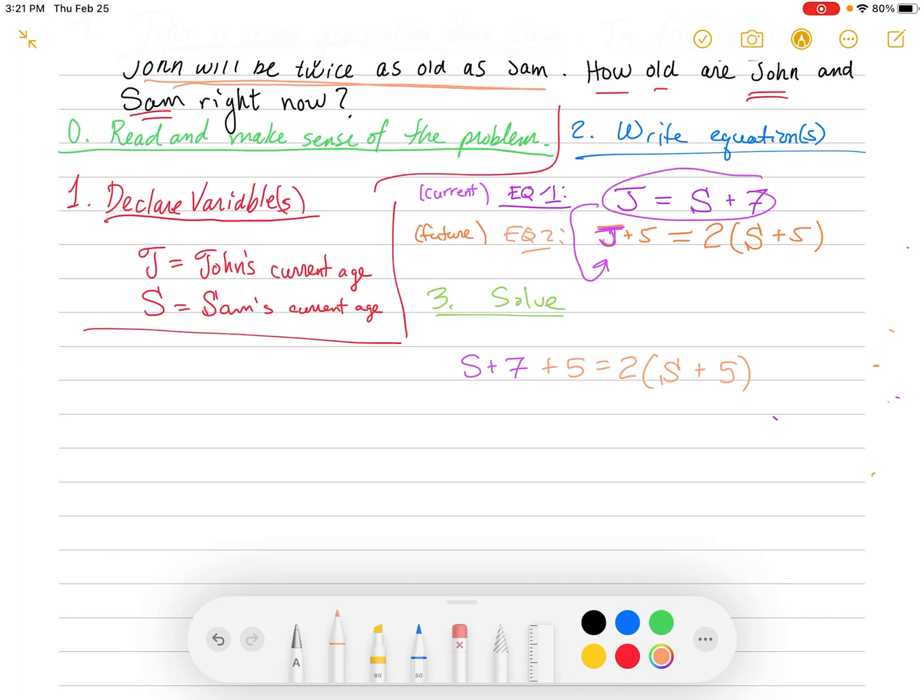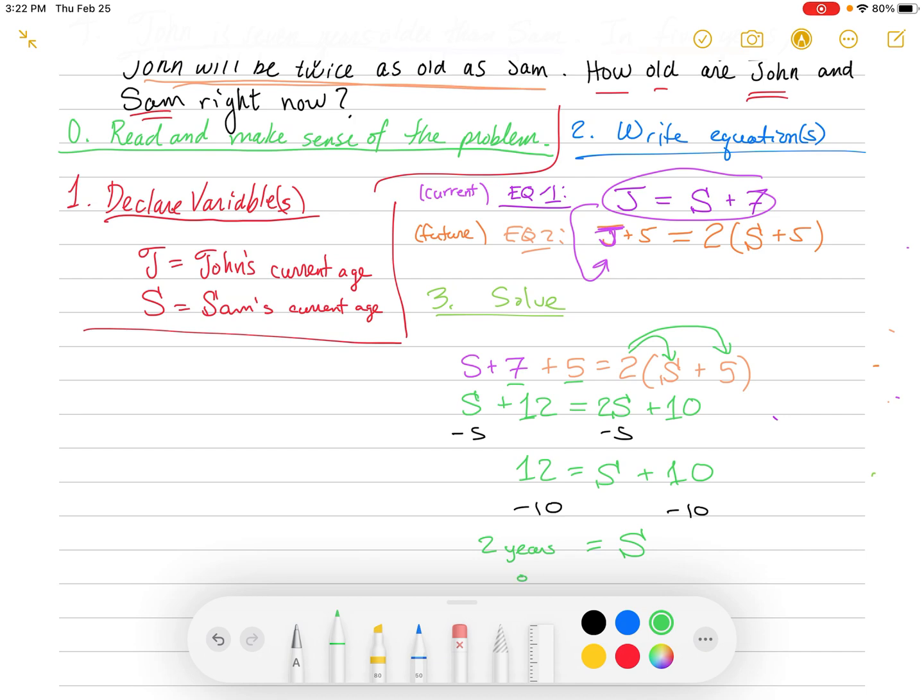So notice we went from 2 variables, J's and S's, to simply 1 variable in this equation. It's going to give us S plus, combine the 7 and the 5, 12, equals, here we're going to distribute the 2, 2S, and 2 times 5 is 10. If I wanted to solve this equation, let's get all the S's on the right-hand side. I'll subtract an S from both sides, and I'll get 12 equals S plus 10. And then I'll subtract 10 from both sides. I'll get that S is going to be 12 minus 10.